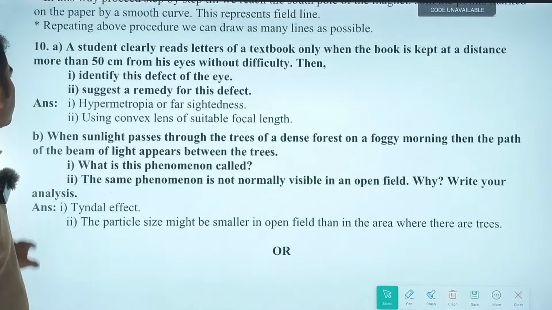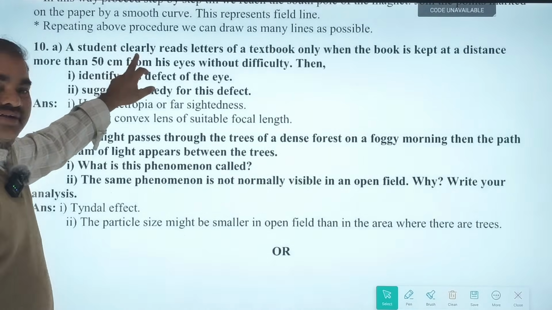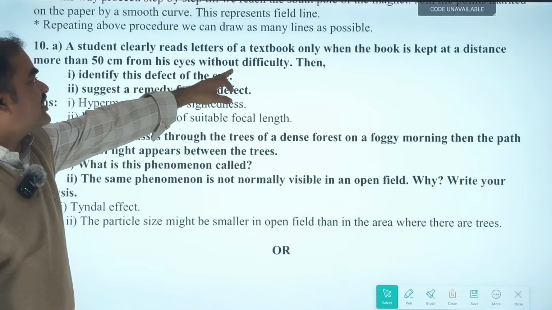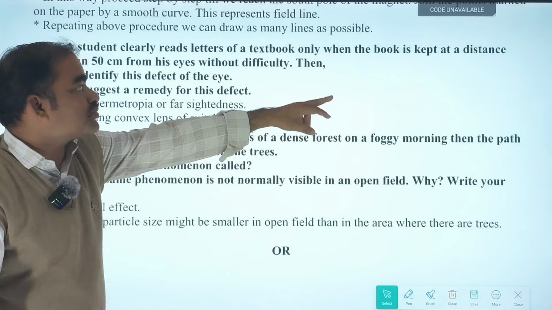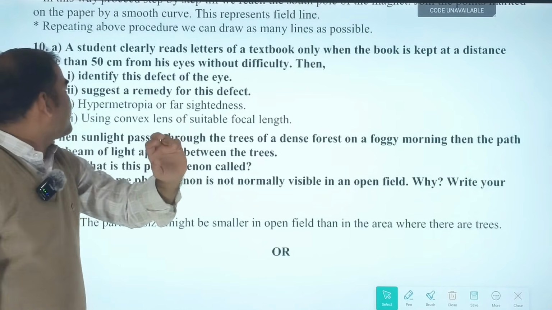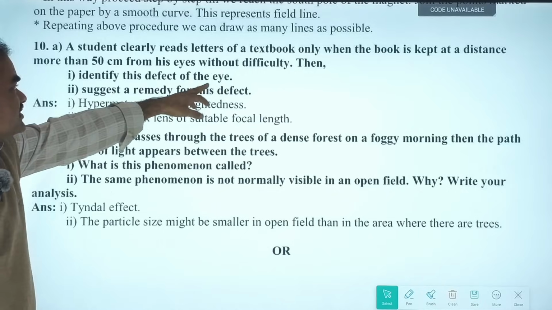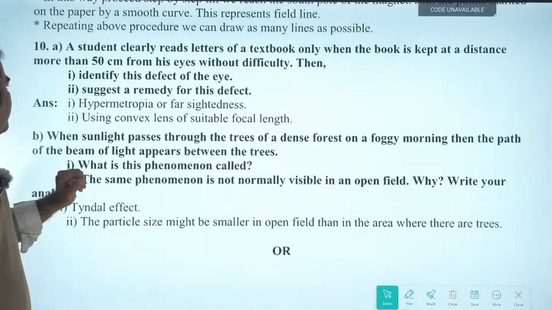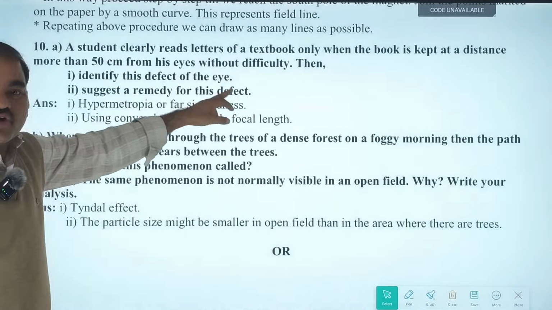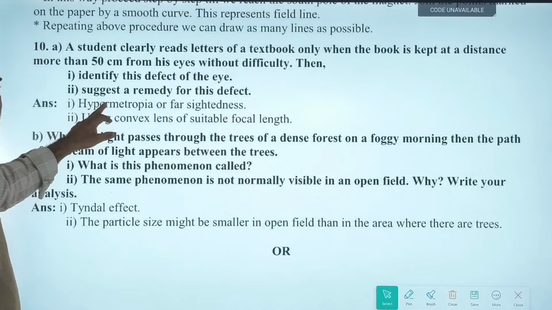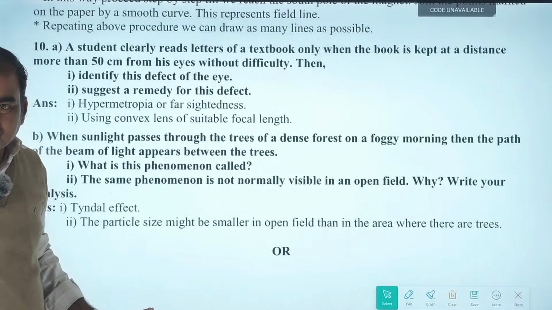Yes, coming to the next question. A student clearly reads letters of a textbook only when the textbook is kept at a distance more than 50 centimeters from his eyes, without difficulty. Identify this defect of the eye. And second question, suggest a remedy for this defect.